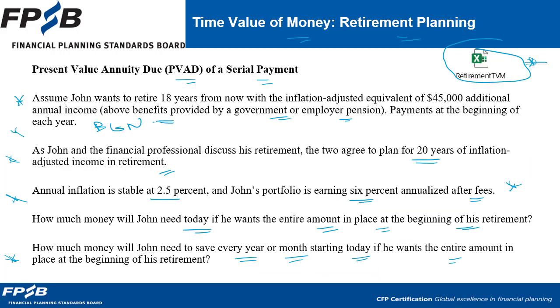Here we're putting it into example, assuming John wants to retire 18 years from now, inflation adjusted equivalent of $45,000, plan to retire for 20 years, annual inflation 2.5%, portfolio earning 6%, and so how much does he need today, or indeed how much will he have to save every year or month? And that's usually at the end of the year, you get a bonus, or the end of the month, you get your salary. So it either becomes how much you need today, or what is the savings plan required to meet that retirement goal.